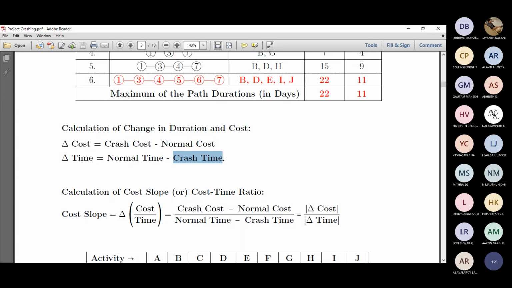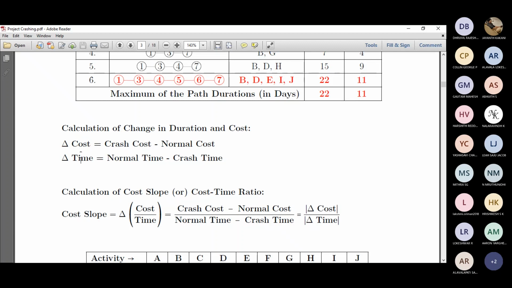Or you can take an absolute value of the differences. Cost means normal cost minus crash cost, the absolute difference. And same way you can take a time, normal time minus crash time, the absolute difference or something like that. So it is just the difference in the cost and difference in time, right? So next is very important.